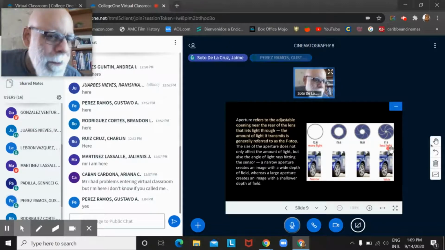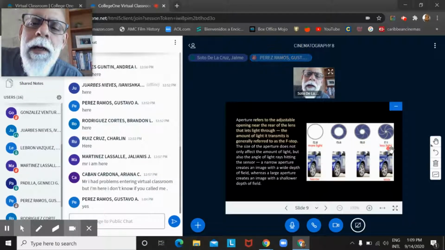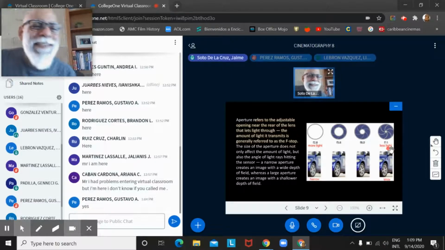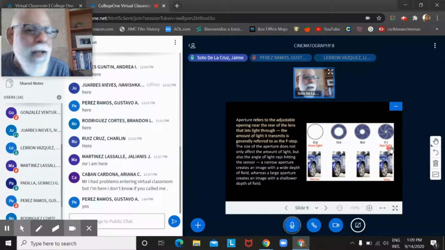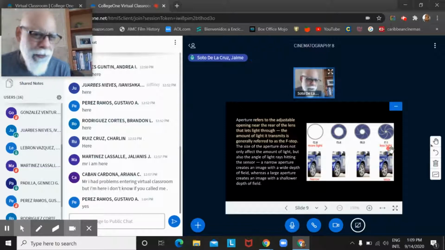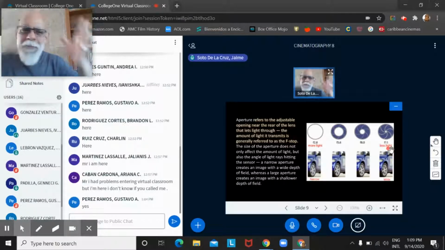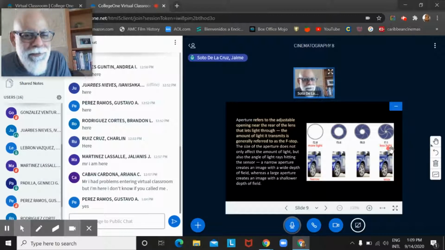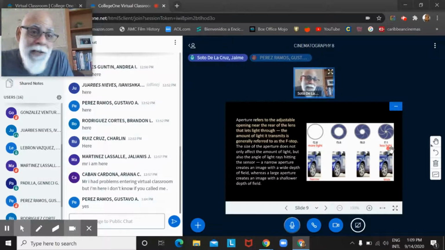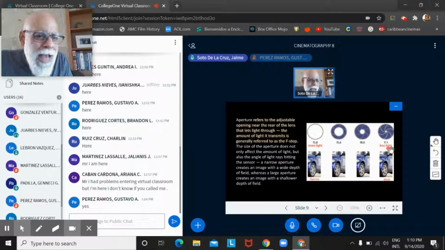You can adjust it any way you want. Those are just examples, but I told you that it goes from 1 to 22. So between 1 and 22, you have all those ranges of aperture. Did you understand, sir? So you can take a lens and adjust it to any of those apertures that you want.